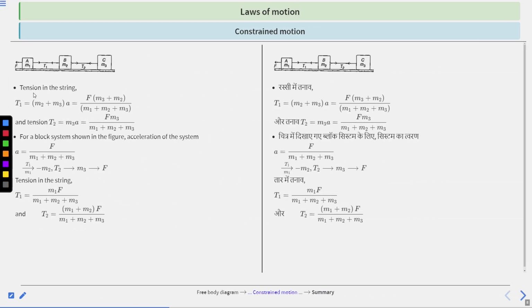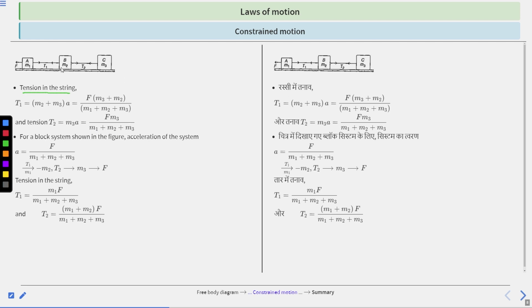Tension in the string. So T1 is equal to (m2 plus m3) multiplied by A, which is equal to F multiplied by (m3 plus m2) divided by (m1 plus m2 plus m3). This is the T1. And tension T2 is m3 A, which is equal to F m3 divided by (m1 plus m2 plus m3).